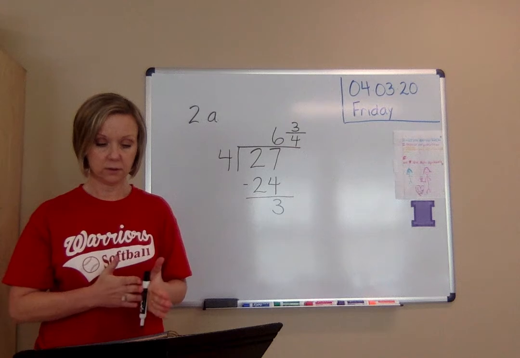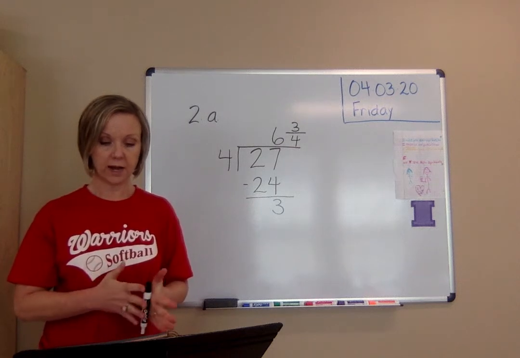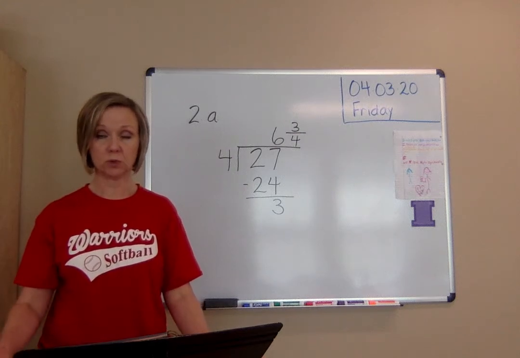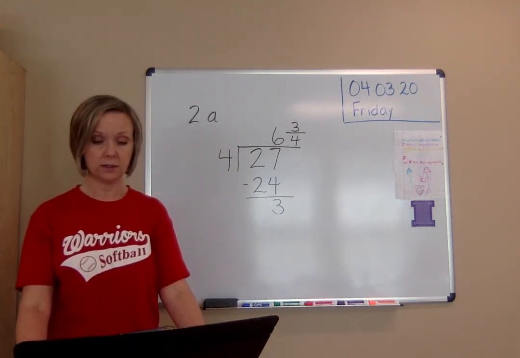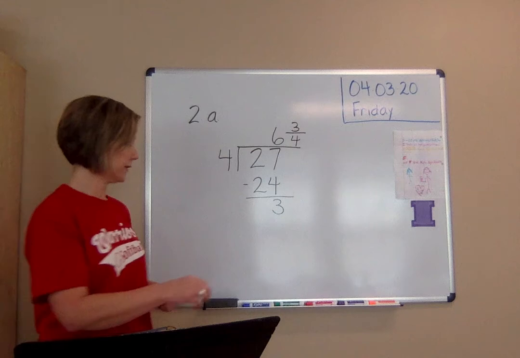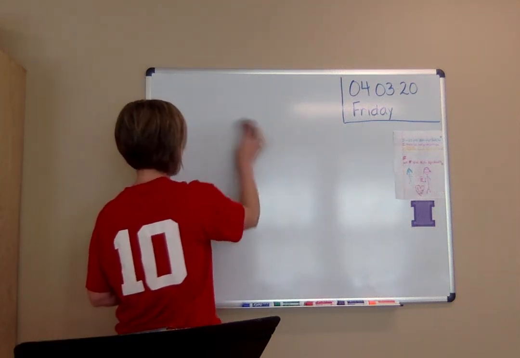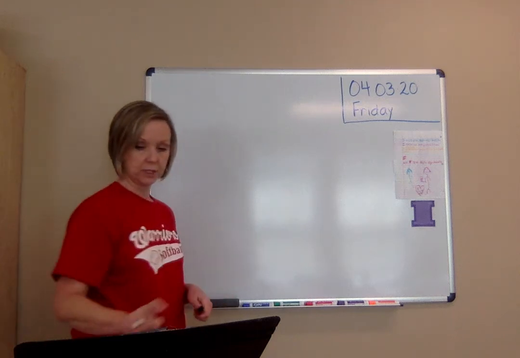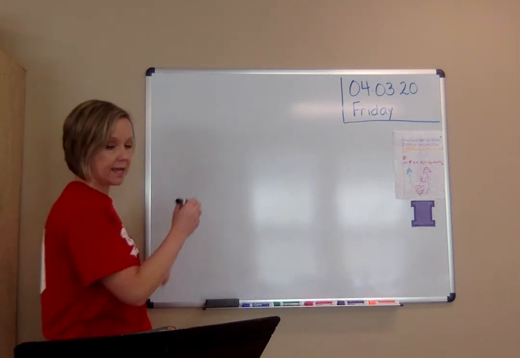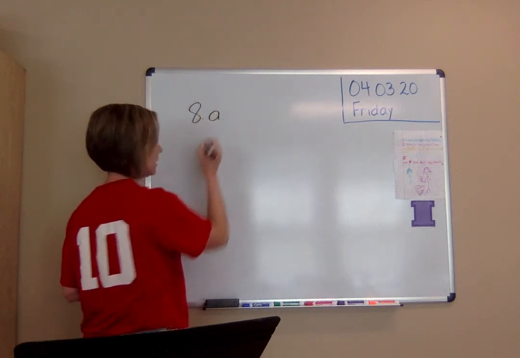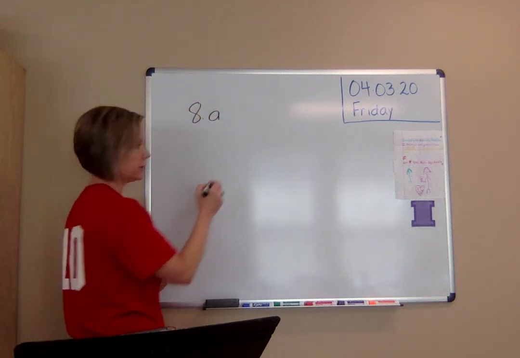Number 7, find the fractional parts, 1/6 of 24. Luckily, these will all be even divides. So 24 divided by 6 equals what? 4. That's right. And those will be on your test. Let's look at 8A. 8A. Reduce to lowest terms.